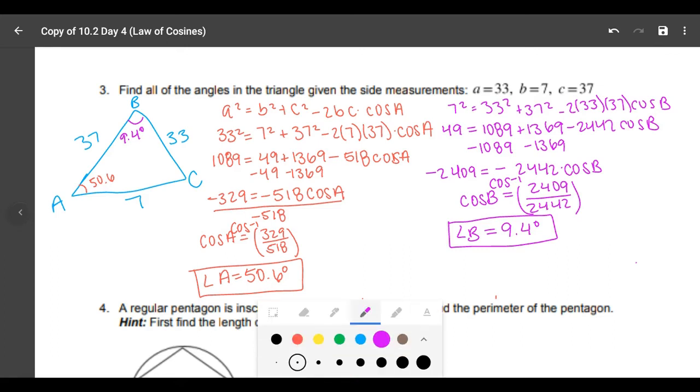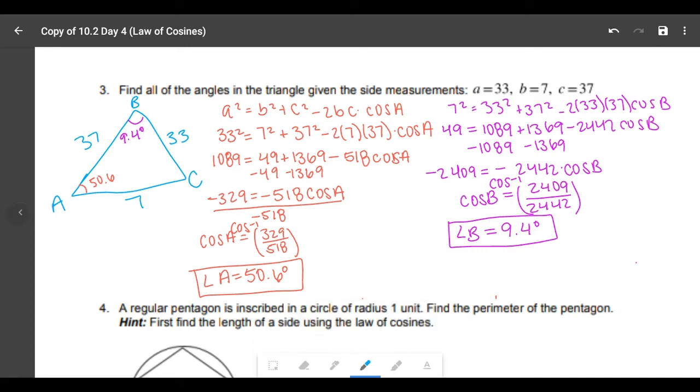And then finally for C, remember we can do 180 minus the two answers we just found. And C should be approximately 120 degrees.